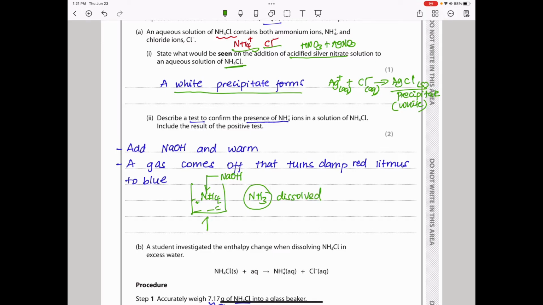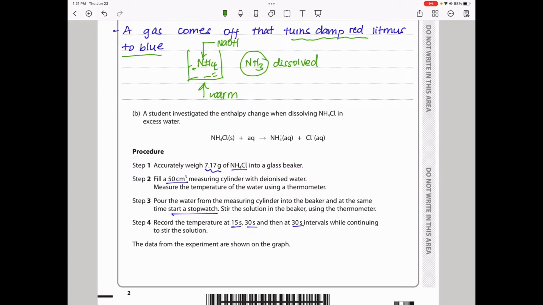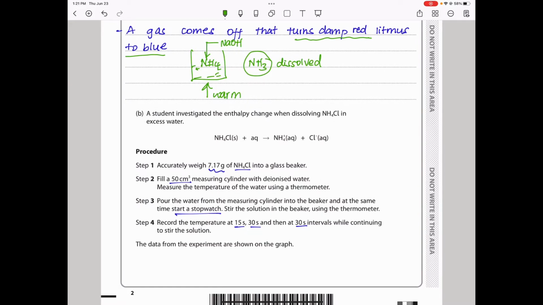So what we do is we need to warm. When we warm, this increases the temperature and the gas is actually going to be evacuated out of the solution. So when we test that gas with damp red litmus paper, we're going to see that damp litmus paper turn blue. And that's how we can confirm that the gas that came off was ammonia, and therefore it must have come from an ammonium cation.